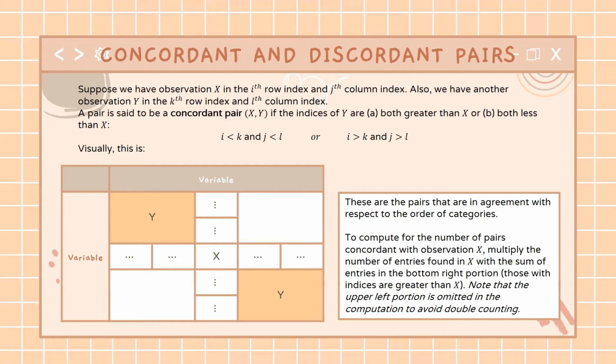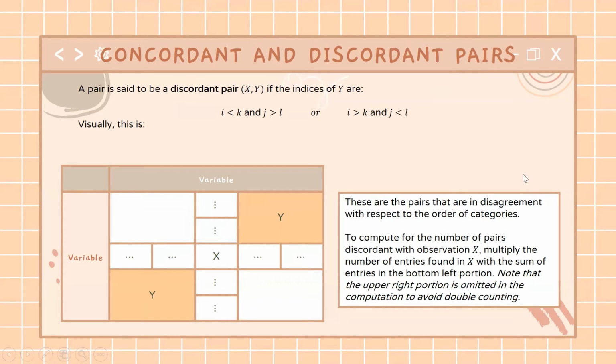To compute for the number of pairs concordant with observation x, multiply the number of entries found in x with the sum of entries in the bottom right portion, those with indices that are greater than x. Note that the upper left portion is omitted in the computation to avoid double counting. So what we mean by this is, sa frequency na to, kung ano man yung frequency sa x, we multiply that by the sum of the frequencies here. And then we disregard this na. So ang gagawin lang natin, i-add natin yung mga frequencies that are below and to the right of it. And then we multiply that to the frequency found in x.